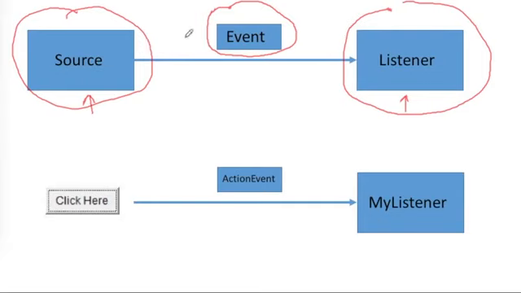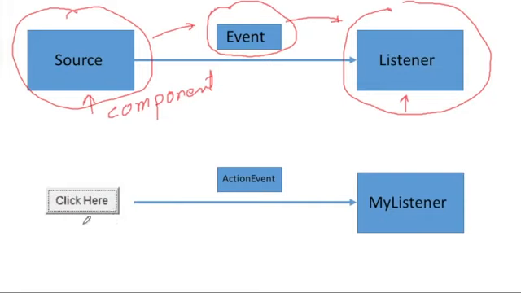And when a source generates an event, it will send the event object to the listener so that the listener can respond to the event. In my previous video, I have already explained that a component will have properties, methods, and events. It will generate an event. So the difference between an object and a component is that an object will have only properties and methods, and a component will also generate events.